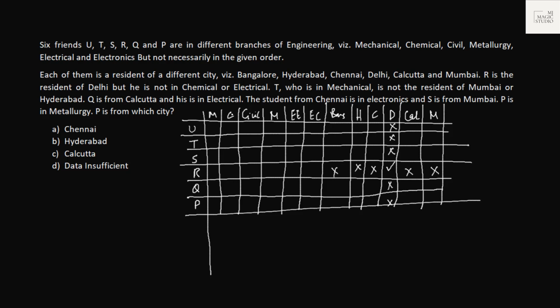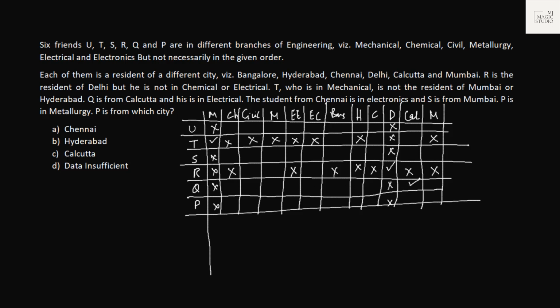But he is not a chemical or electrical engineer. R is not chemical, this is chemical or electrical. T, who is in mechanical, given, bingo, done. T is mechanical, put a cross. As soon as you put a tick, put a cross horizontally and vertically. T, who is in mechanical, is not a resident of Mumbai or Hyderabad. T is not from Mumbai, neither from Hyderabad.